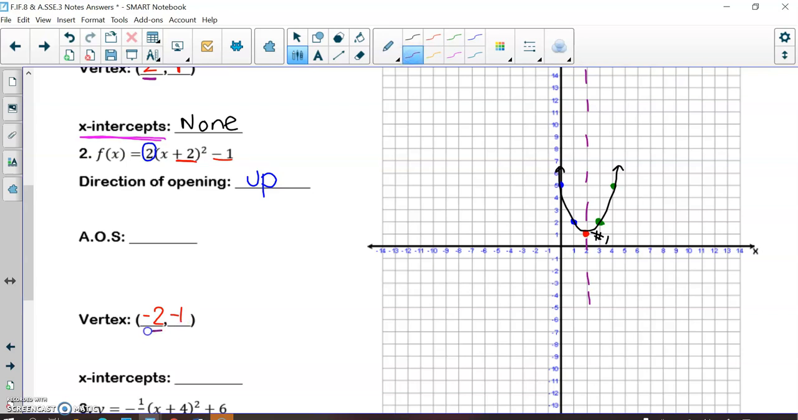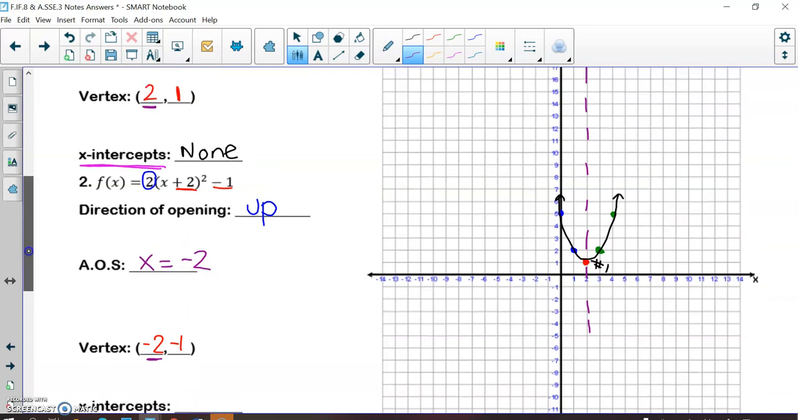Now your axis of symmetry is the x value of your vertex, and we write it as an actual equation. X is equal to negative 2 because it's a vertical line. I'm going to do this one in yellow so that we don't get confused. Oops, and I totally graphed it wrong. X is equal to negative 2 would be right here. And then I'm going to graph my vertex, which is at negative 2, negative 1. That's this one here.